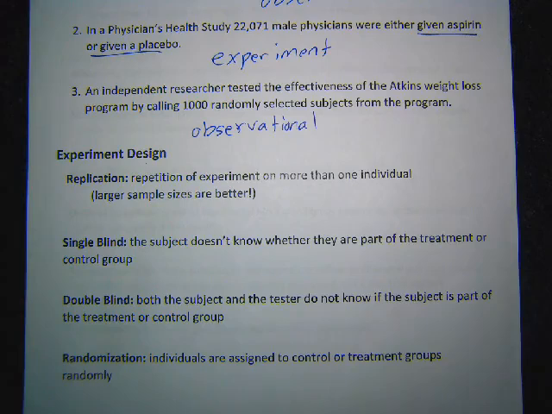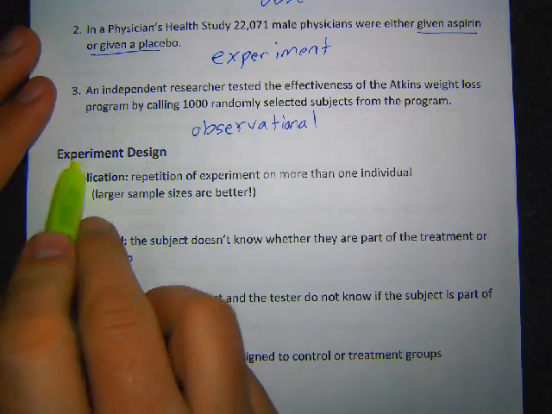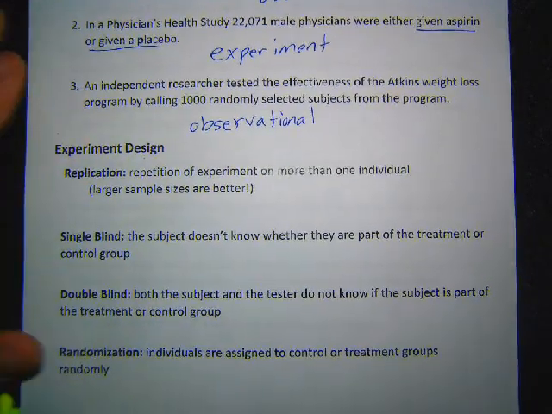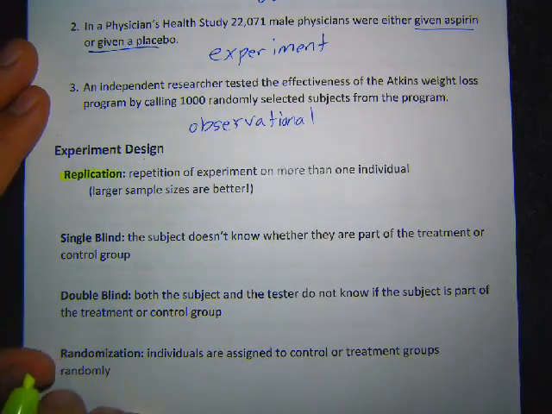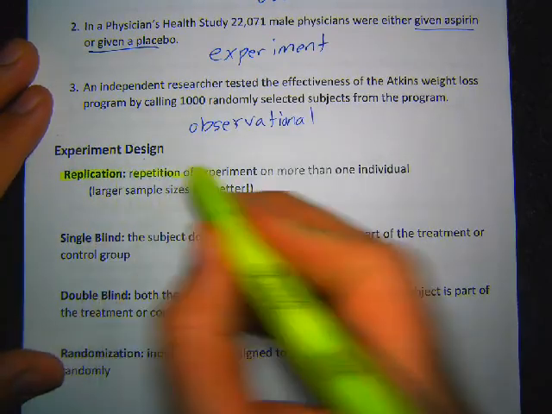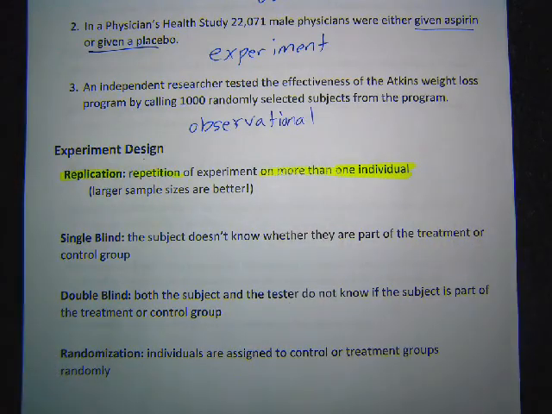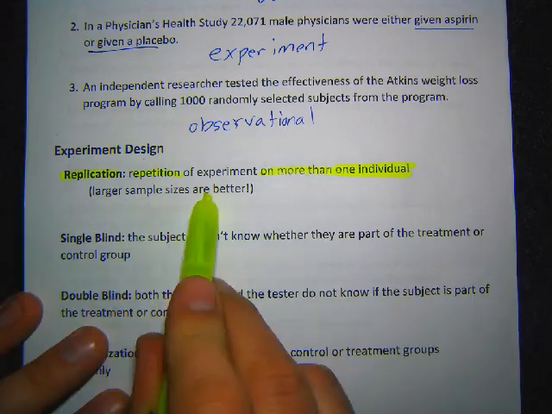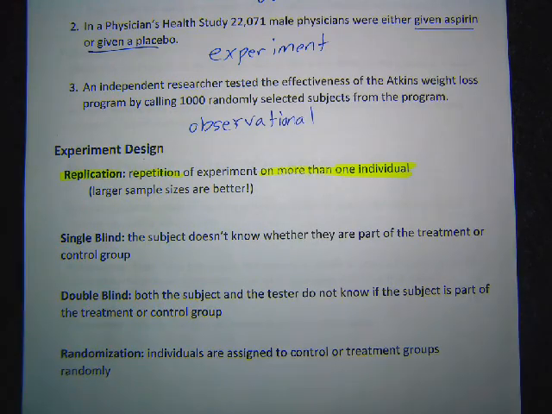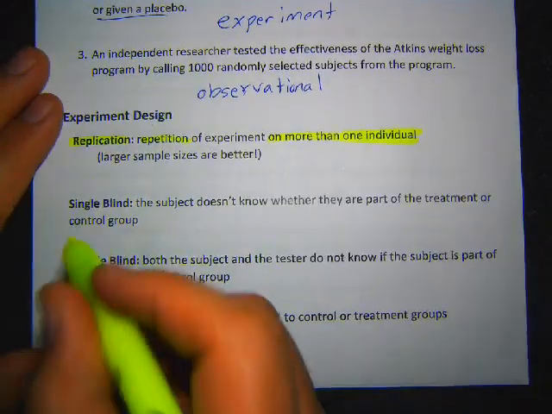Okay. When you do studies, experiments, stuff like that, you have to be careful to make sure you have a good study. So some things you need to make a good experiment, some things that are important for experimental design. One is replication. You should be able to repeat the experiment on more than one individual. So if you can only do it to one person, it's not a good study. Larger sample sizes are always the best. You should be able to repeat this, do it often, do it a lot more times, and get a larger sample.